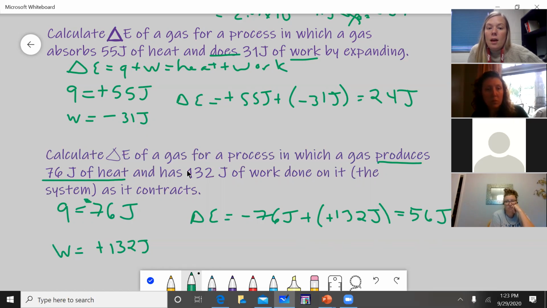Any questions on how to do those? They could be combined in a bunch of different ways. There are four different options. We can either take the heat on, we can release the heat, we can have the work done on us, or we can do the work. But always be calculating it from the seat of being in the system, not in the surrounding environment.